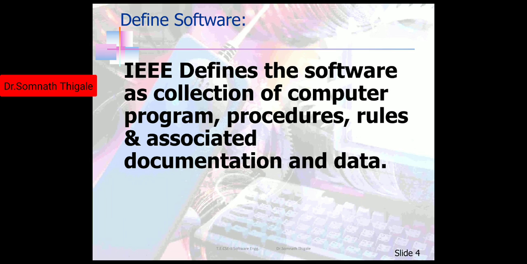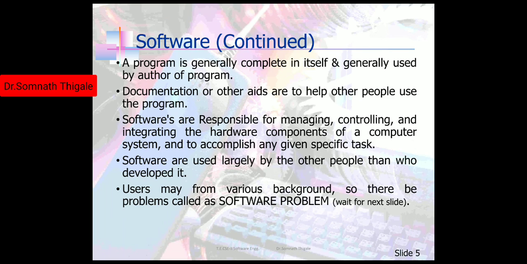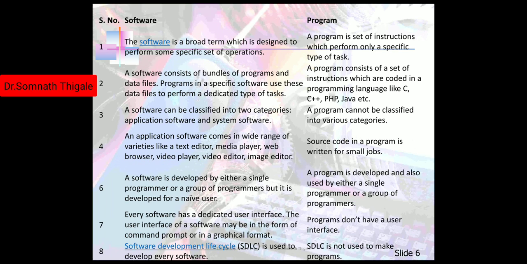So we will come back to the term program. The difference between software and program: simply remember, a program is nothing but a set of instructions, whereas software is a collection of programs plus associated documents. Getting it? Let's continue again. A program is generally complete in itself and used only by the author of that program, whereas software can be used by various users. So understand the difference between software and program.